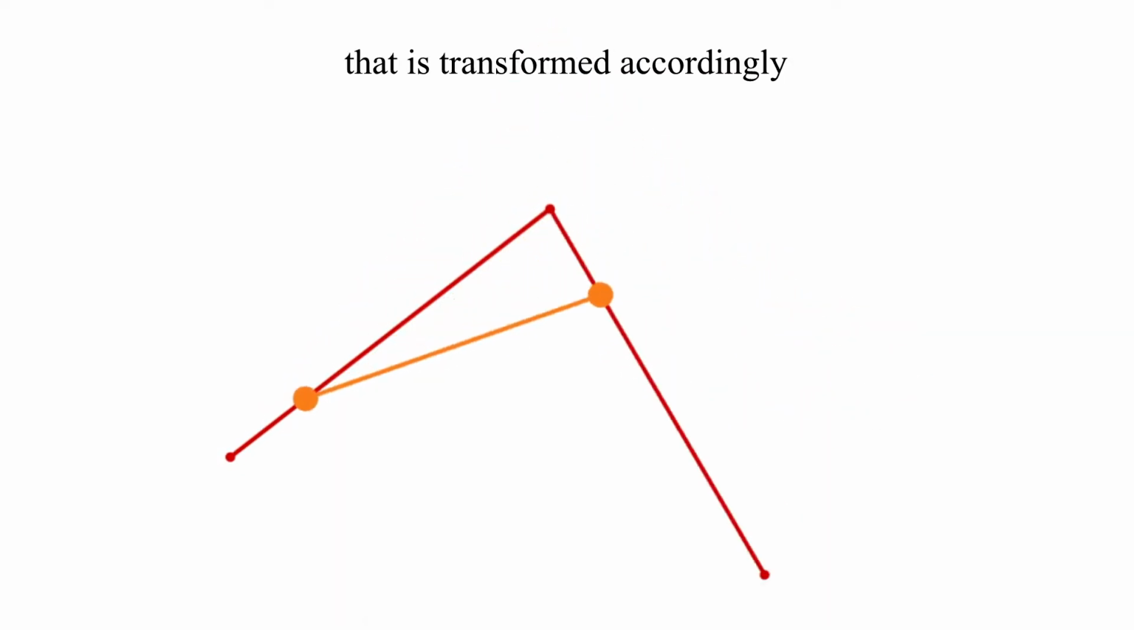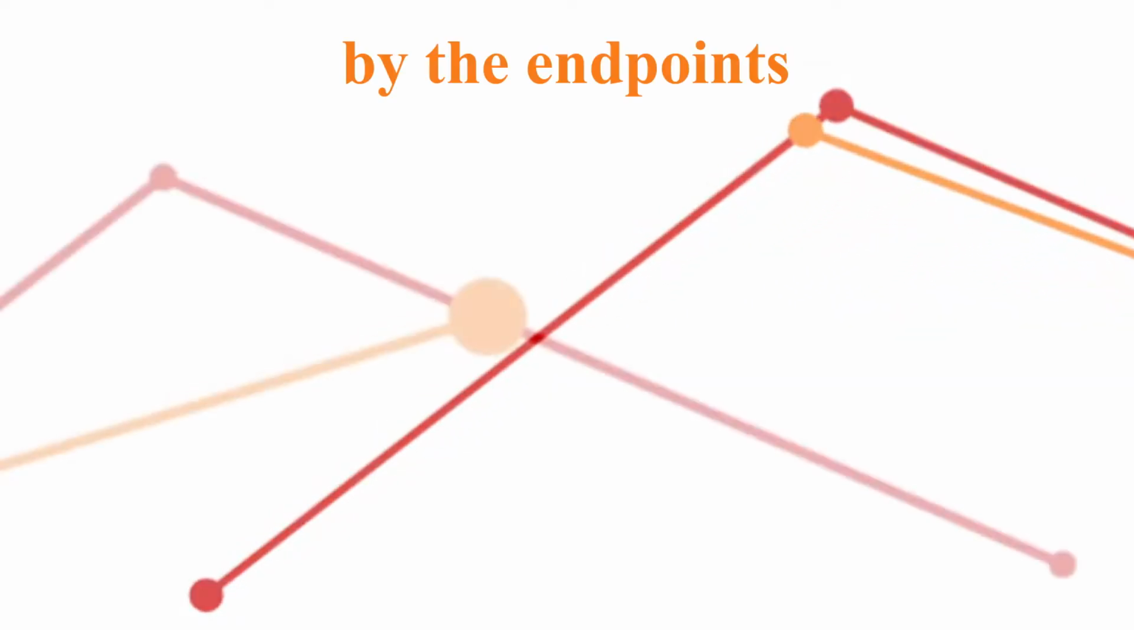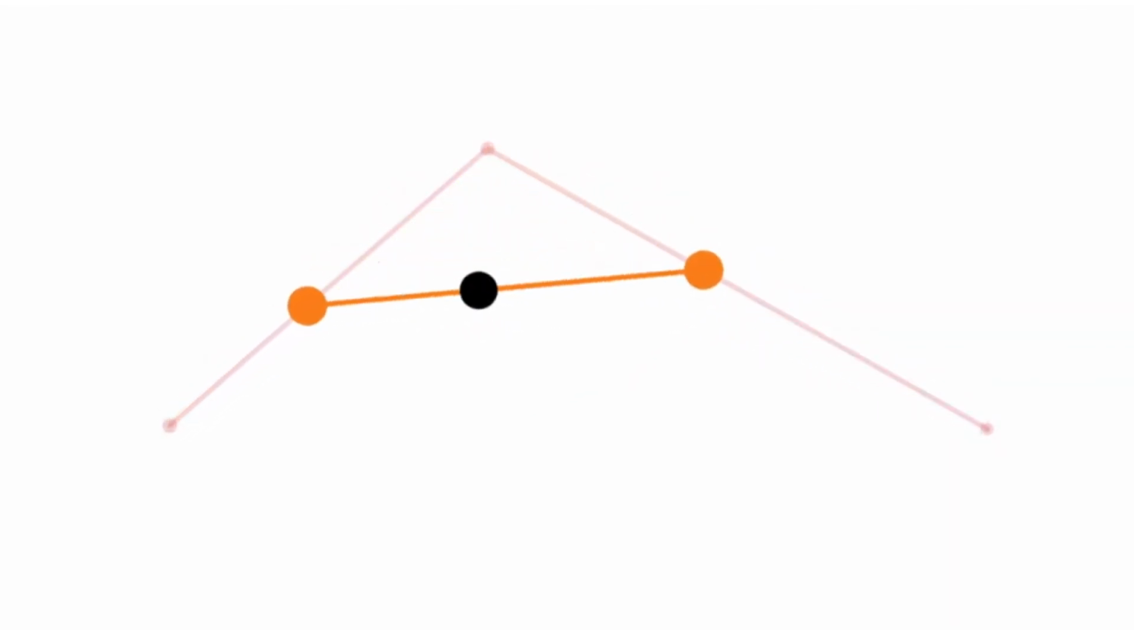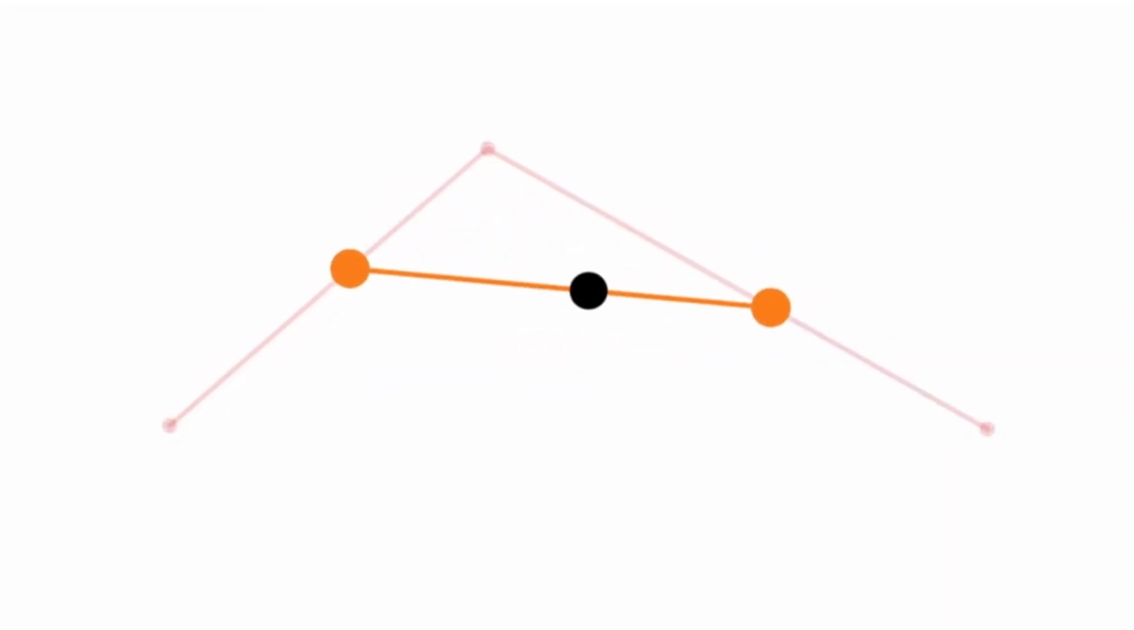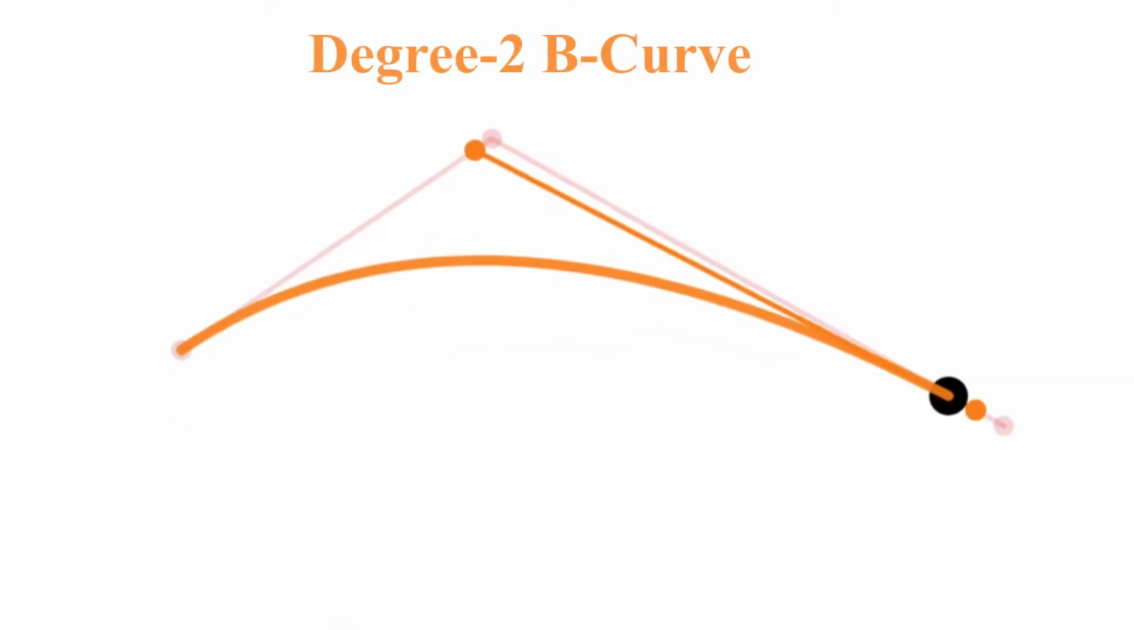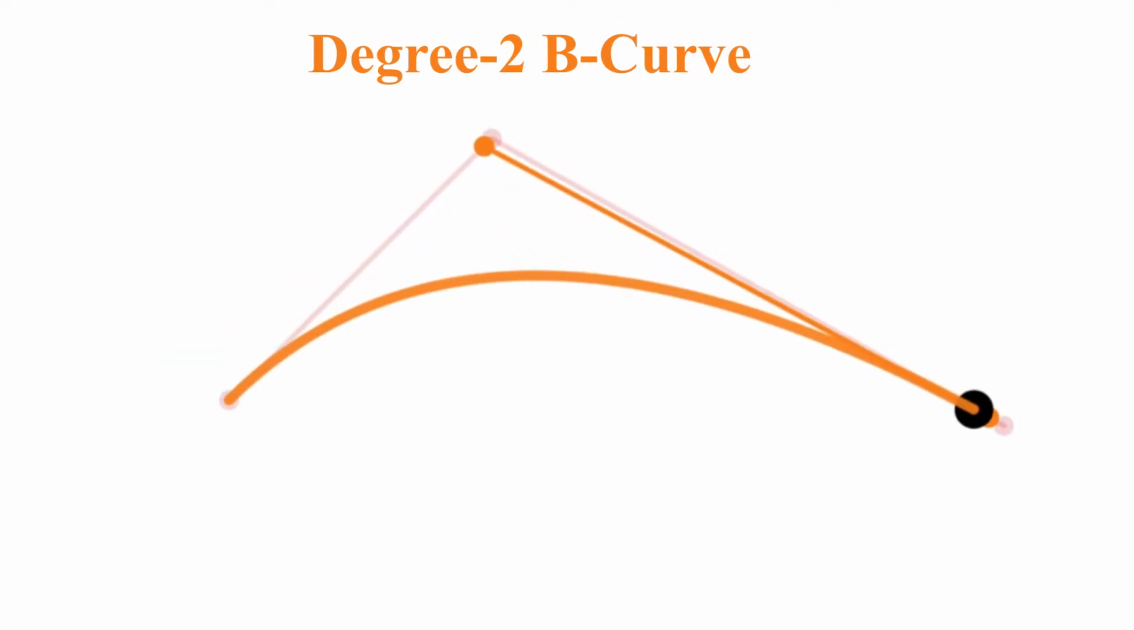After that, another layer of the same is emulated, where 1 line is drawn to connect the 2 moving points. This makes a line that is transformed accordingly by the endpoints. And like before, this line is traversed by another moving point on top, which must be synchronous to the first 2 points' motions. At last, the trajectory of this final moving point serves as the locus that draws the Bézier curve of the second degree.